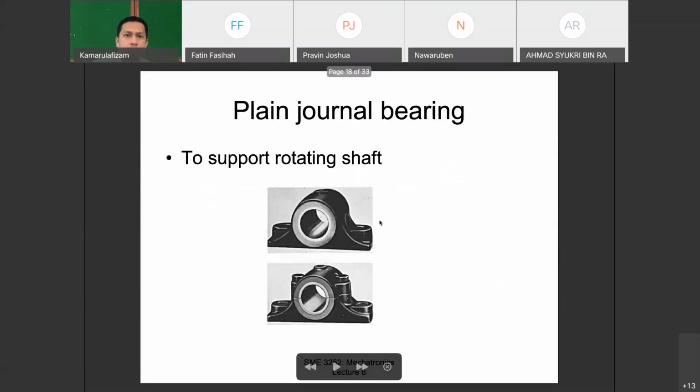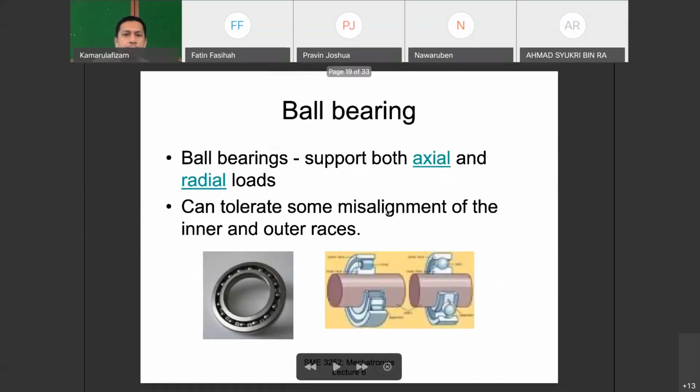This is a plain journal bearing or block bearing. Okay, so the shaft goes into this round place when it rotates. That's what the whole operation is about. Then that's the concept of the ball bearing. They support both axial and radial load.